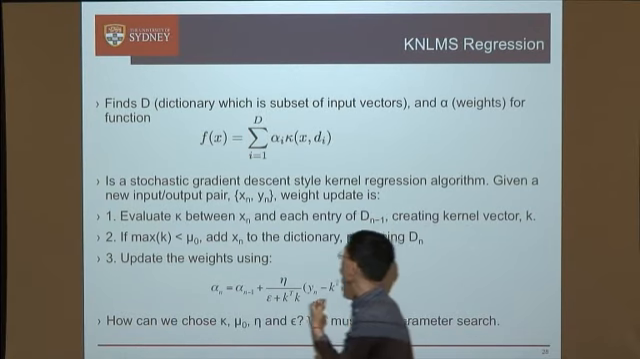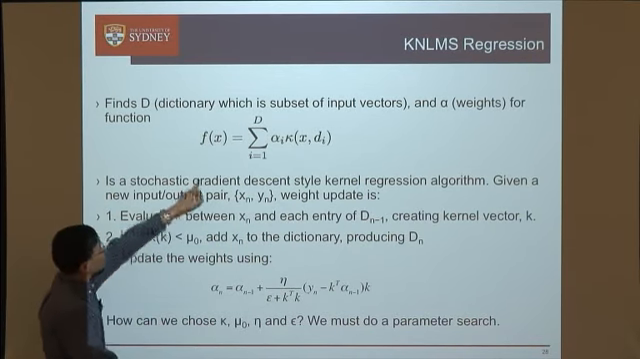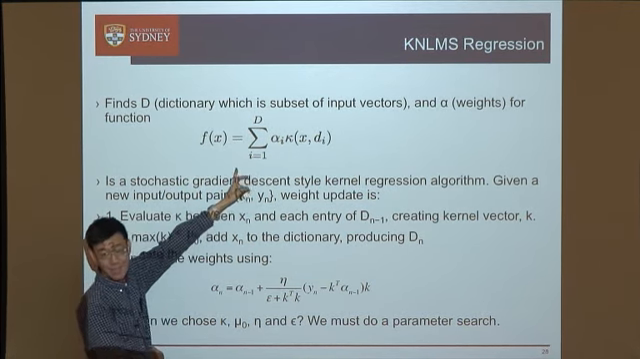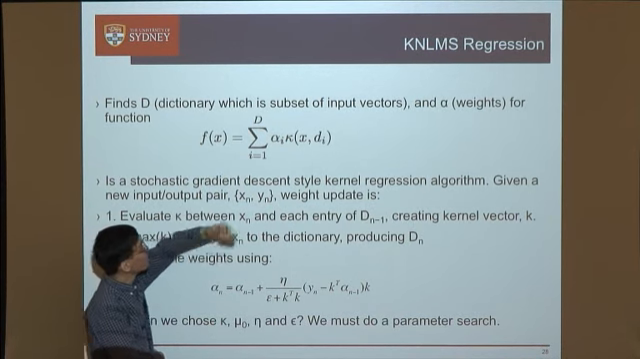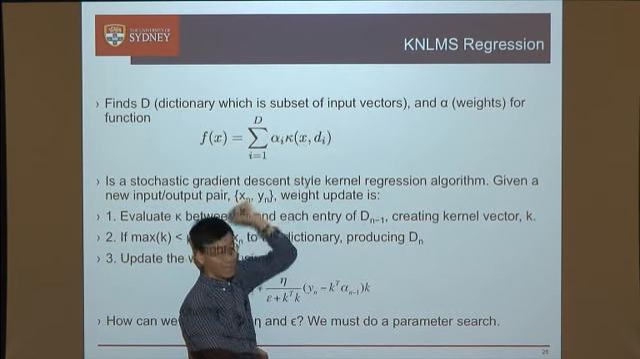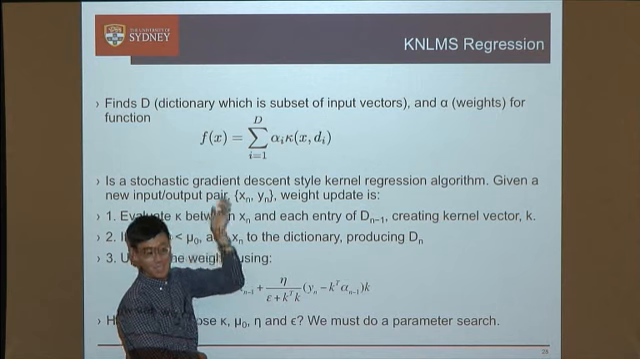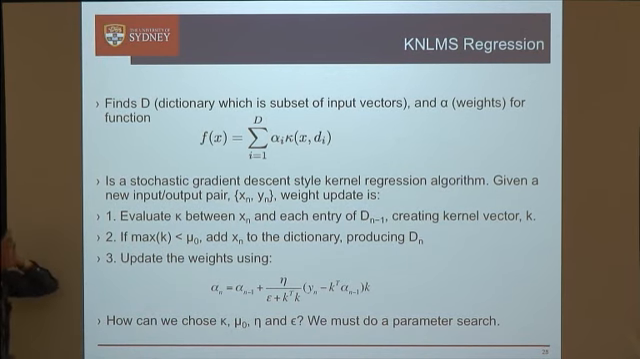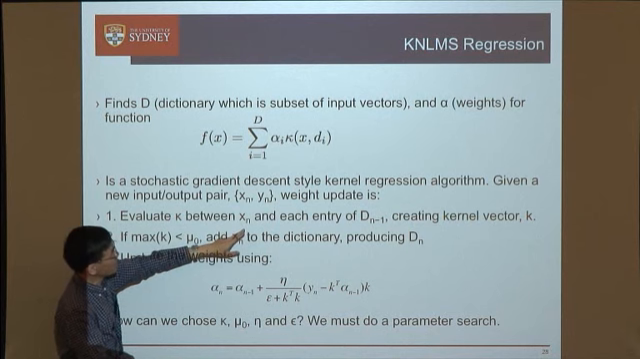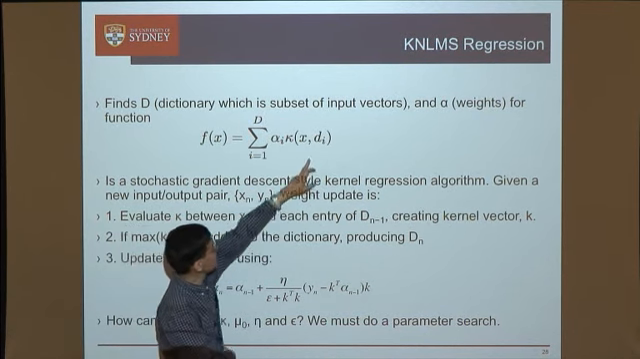So you can express it this way: the function that I want to find is the sum over the support vectors, and we assume that there are D support vectors, of this weight times the kernel function evaluated between your new input and existing dictionary entries. That's exactly equivalent to what I said earlier. So in this stochastic gradient descent style kernel regression, given a new input, the way you calculate the weight update is that you evaluate this kernel function between your new input and each entry of the dictionary.